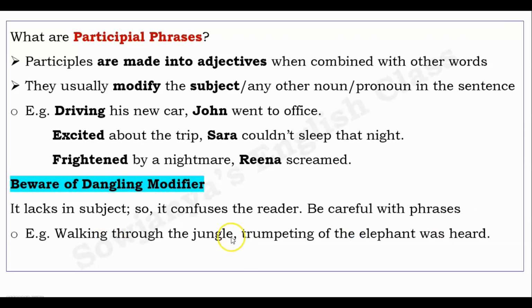Walking through the jungle, trumpeting of the elephant was heard. Just at a glance, it seems that the sentence is pretty much okay. But it is not. Just observe carefully. Walking through the jungle, that is our phrase. Is it immediately followed by the subject? No. Who was walking through the jungle? We don't know. Trumpeting of the elephant was heard by whom? We don't know. Subject is missing altogether. Okay, and this sentence doesn't make any sense. So be very careful about using these phrases. Don't fall prey to dangling modifiers.